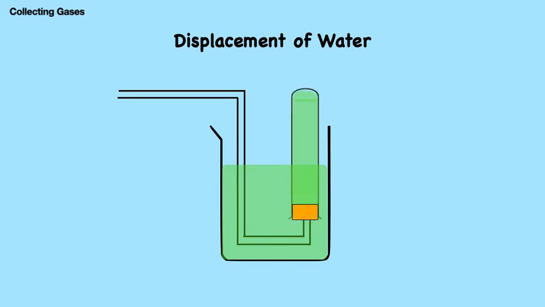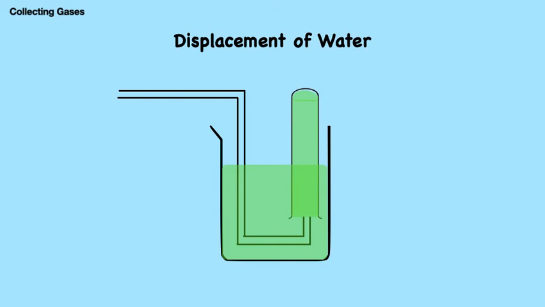Now you want a test tube. You fill the test tube with water, turn it up and put a stopper in. Then you turn it upside down in the water like that and take the stopper off. That way the water stays in the test tube.